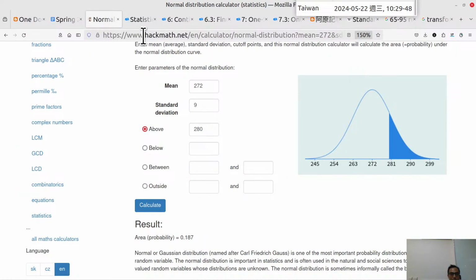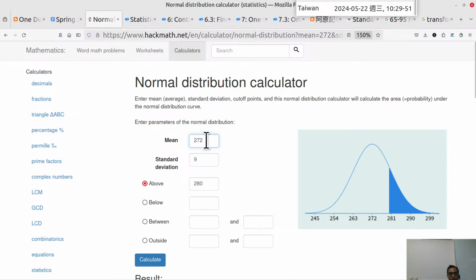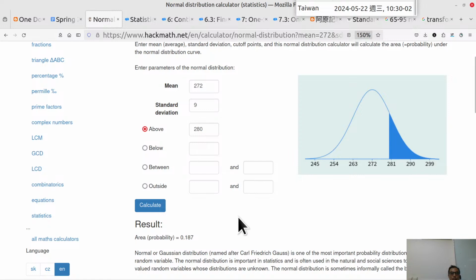Then go to this side. The mean 272, standard deviation is 9, and we try to find the above. Please insert 280. Then you will see this picture. That's important, let me explain it. Over 280, the probability is about 0.185. It means the probability is not big. And then take a screenshot of these.